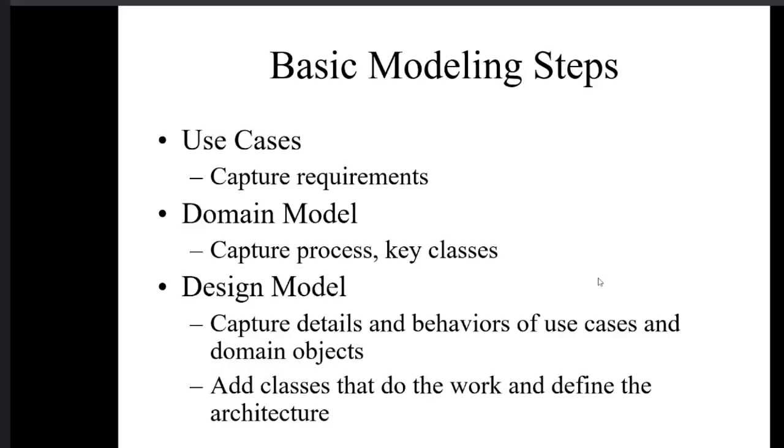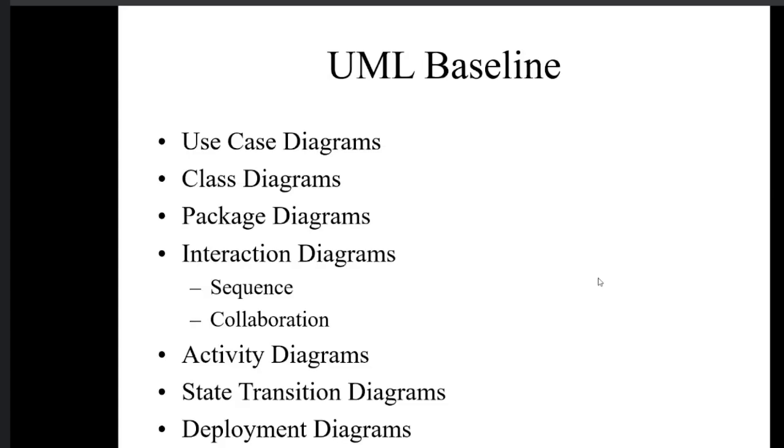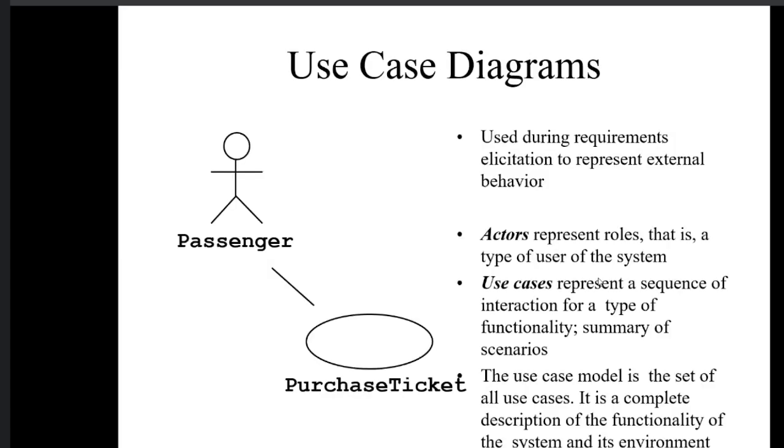So domain model, capture process and key classes, capture design model, capture details and behavior of use case and domain objects, add classes that do the work and define the architecture. So what are these? First is use case diagram, another is class diagram, package diagram, interaction diagram. In interaction diagram, we may have a sequence diagram and collaboration diagram, activity diagram, a state transition diagram, and deployment diagrams. So we will see these diagrams here. Let us start with use case diagram.